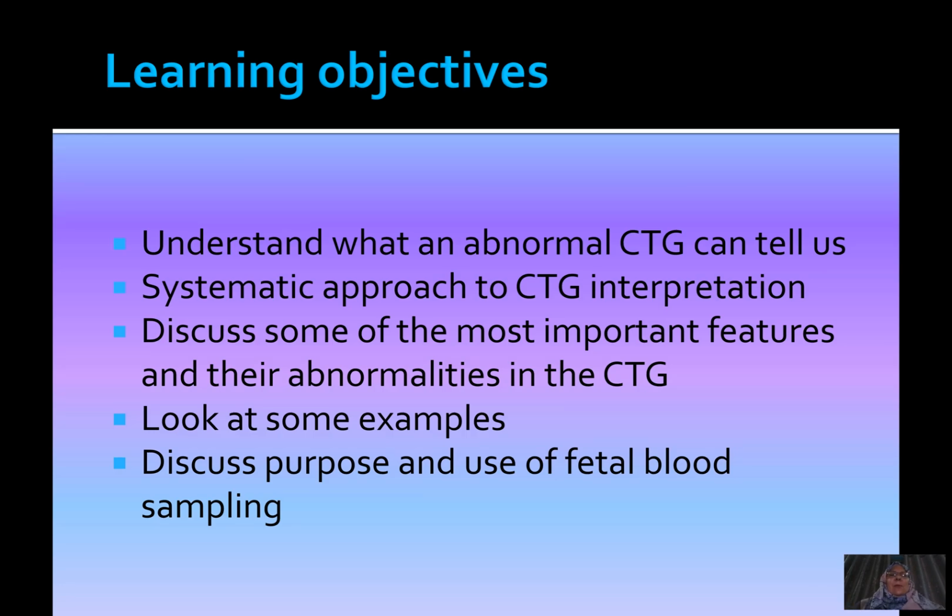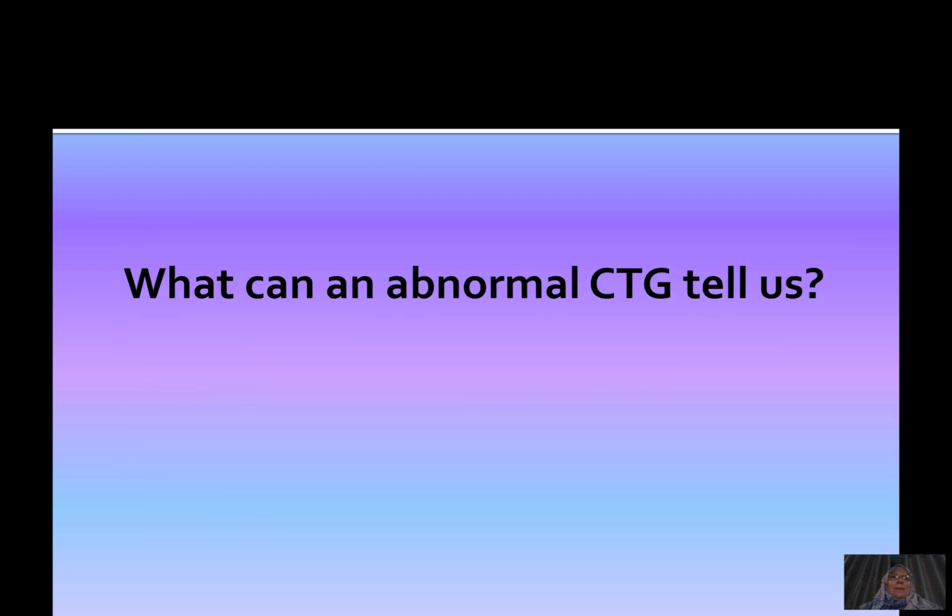Our objectives in this lecture are to understand what an abnormal CTG can tell us, practice our systematic approach to CTG interpretation that we have already learned in our first lecture on CTG, and discuss some of the most important features and their abnormalities in the CTG. Finally, we will look at some examples and also discuss the purpose and use of fetal blood sampling.